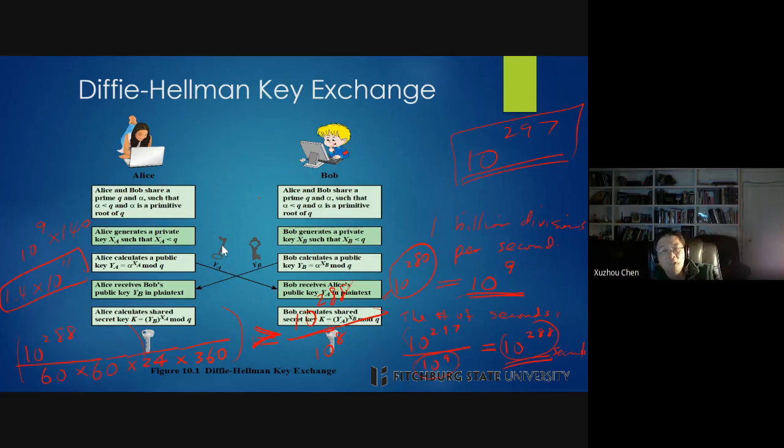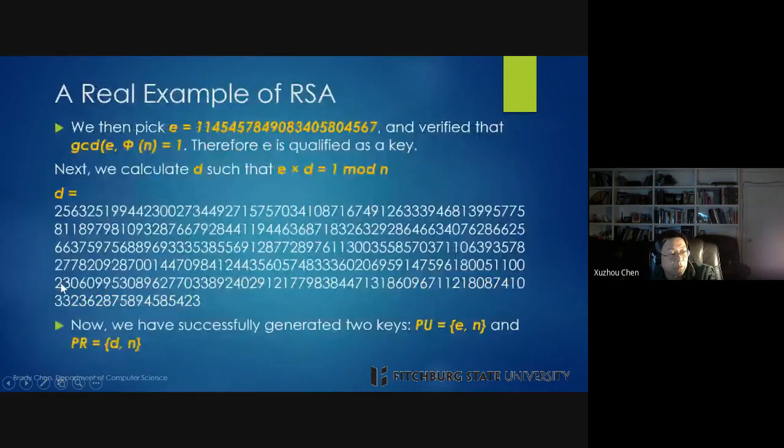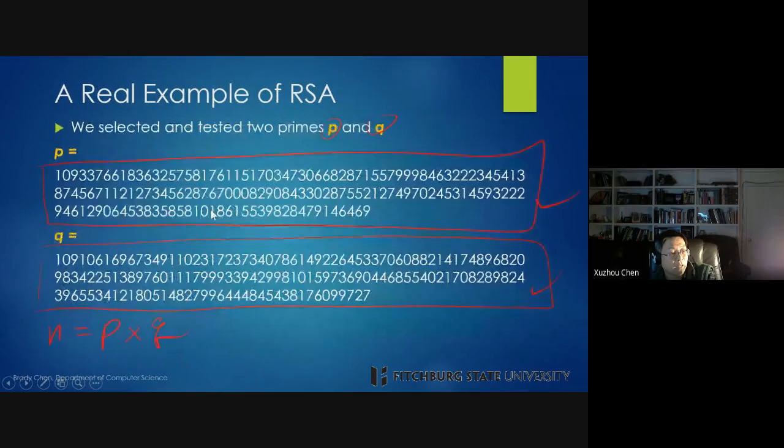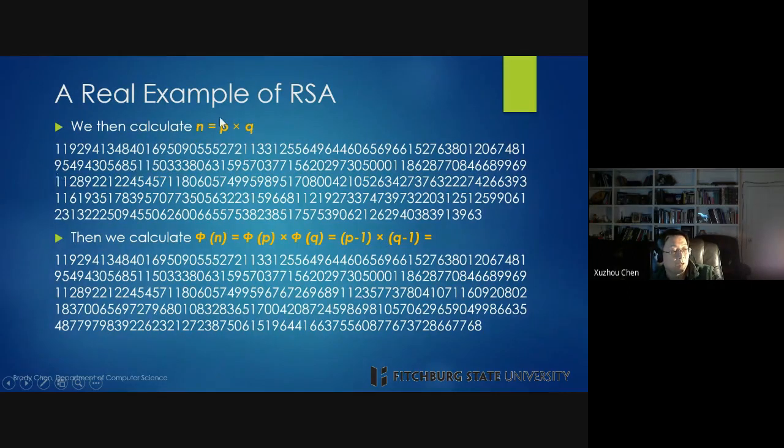These numbers are so small that people can easily factor them. 17 times 23, that's an easy job to find the factors. But if I give you these two numbers, P and Q, and then I multiply them and ask people to factor this number, it's technically impossible to do so. That's what I mean.